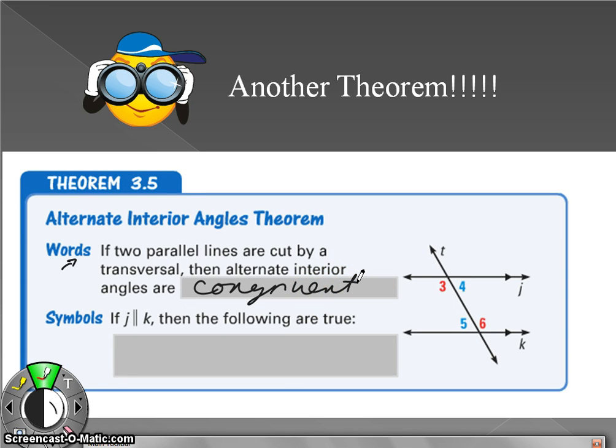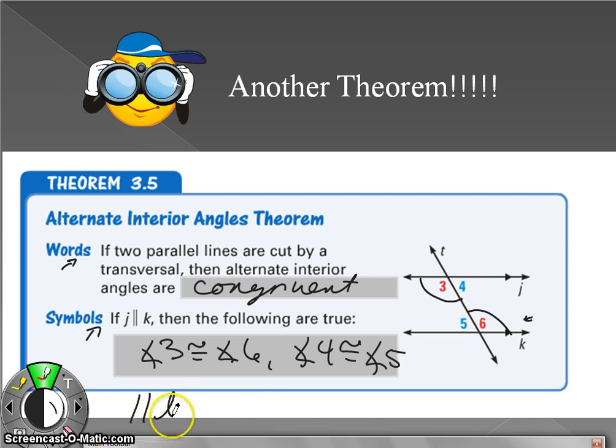Okay. So in symbols, if J is parallel to K, then the following are true. Look at this here. Here's angle 3. Would you say that's acute or obtuse? How about angle 6? Look at that one. If you look at 3 and 6, those are both obtuse angles, and those are congruent to each other. So angle 3 is going to be congruent to angle 6, and angle 4 is going to be congruent to angle 5. Okay, so those are alternate interior angles.